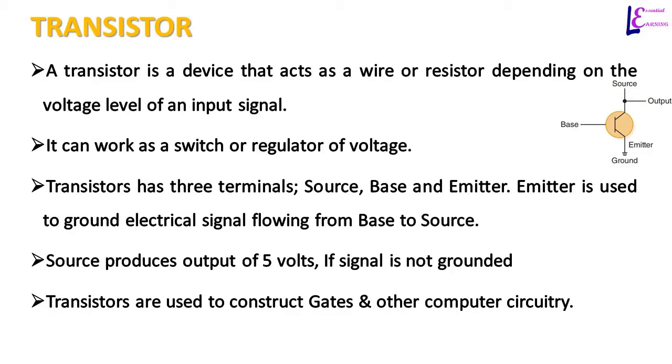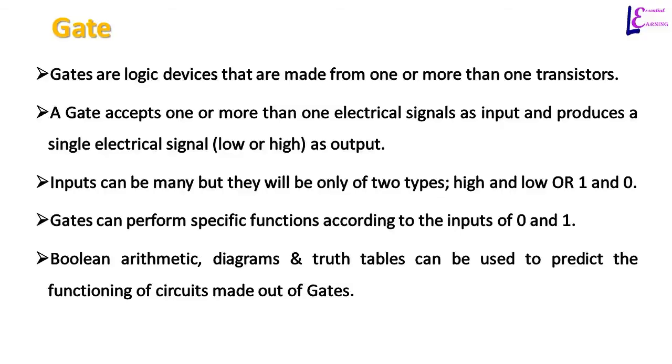Transistor performs these functions because of its terminals named as source, base, and emitter. Base determines whether the current should be grounded through emitter or let it flow to the output or source terminal to produce voltage of 5 volts. Transistors are used to construct gates and other computer circuitry. Gates are logic devices that are made from one or more than one transistor.